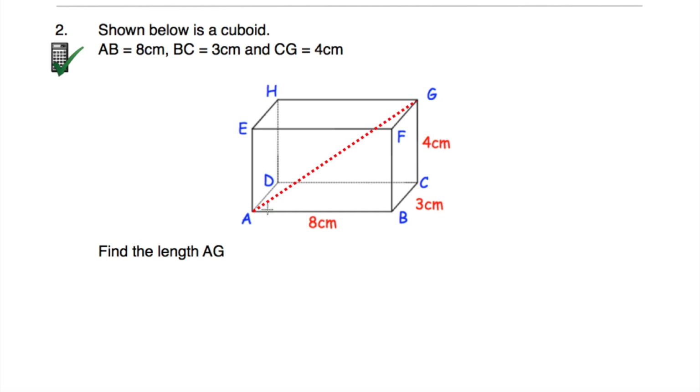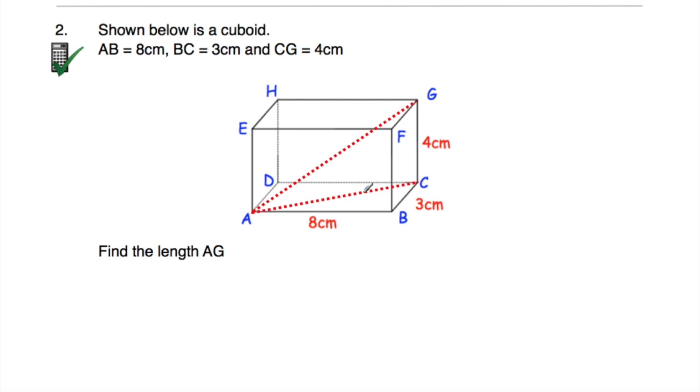So again, we want to consider the triangle ACG. We want to get that triangle there, because if we know the lengths of 2 of the sides, we can use Pythagoras' theorem to find the length of AG. Now we already know the length of one of the sides. We know that CG is equal to 4 centimeters.